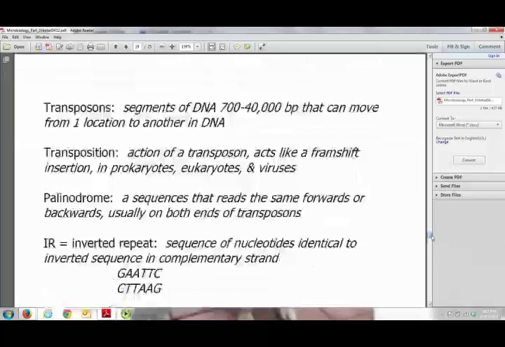So transposons, these are sometimes referred to as transposable elements. These are segments of DNA from 700 to 40,000 base pairs that can move from one location to another in the DNA. Transposition is the action of a transposon. It acts like a frame shift mutation because it will just do a frame shift insertion. This occurs in prokaryotes, eukaryotes, and viruses.